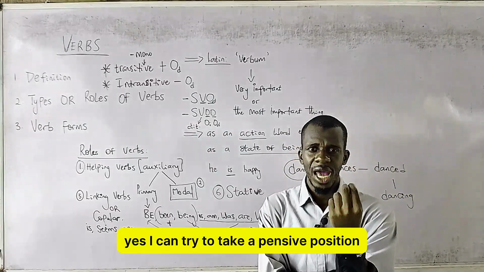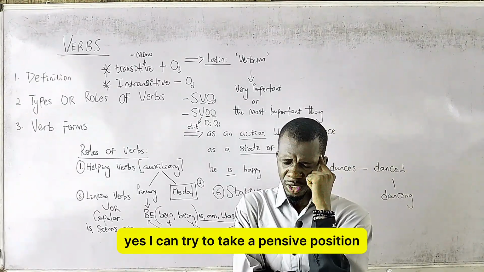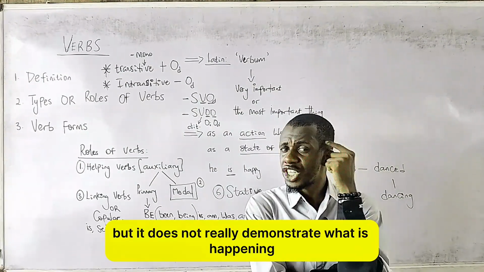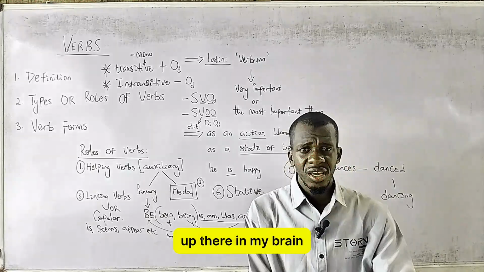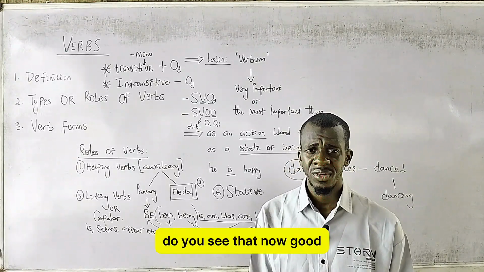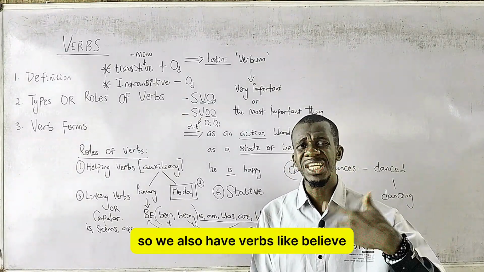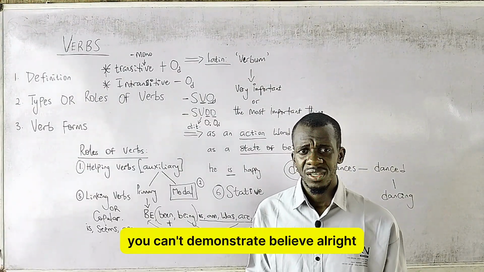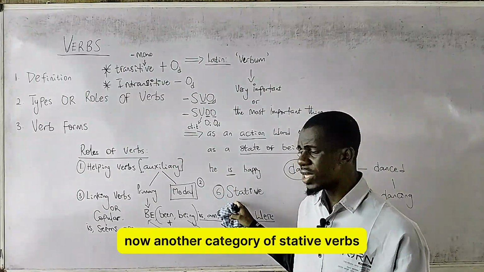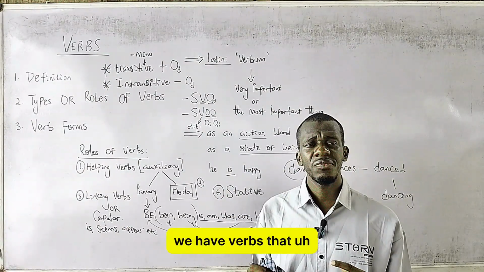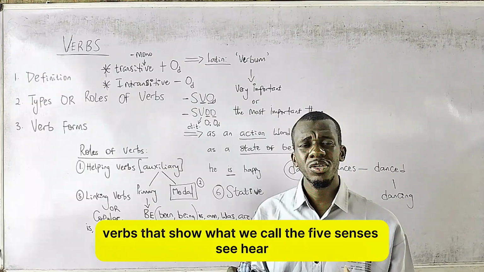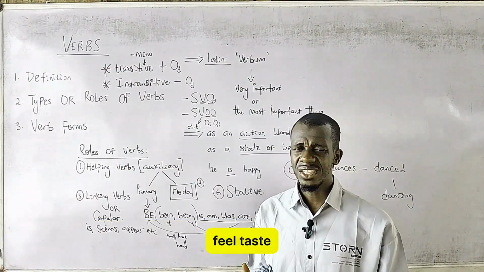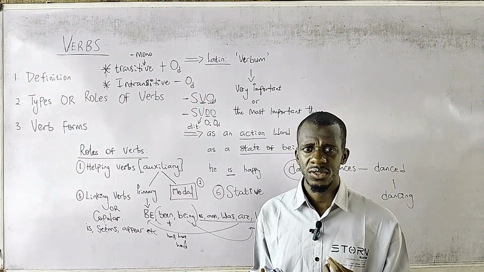Yes. I can try to take a pensive position, to make you understand that, okay, I'm thinking, but it does not really demonstrate what is happening up there in my brain. You see that now? Good. So we also have verbs like believe. You can't demonstrate believe. All right. Now, another category of stative verbs we have verbs that show what we call the five senses: see, hear, feel, taste. You see that now?